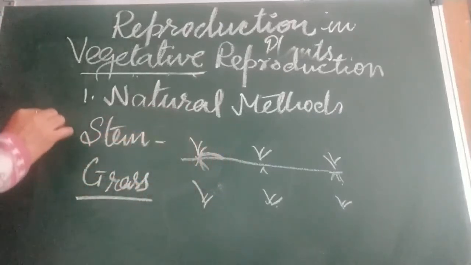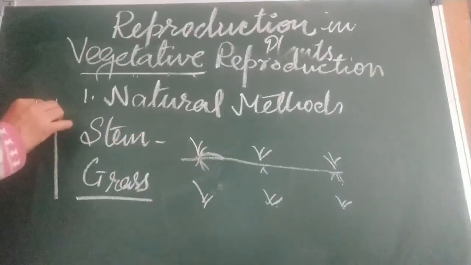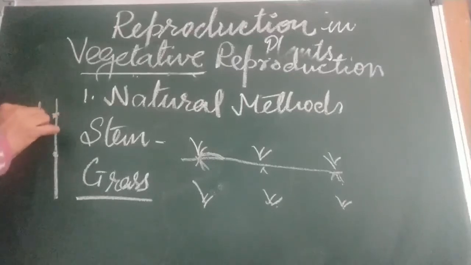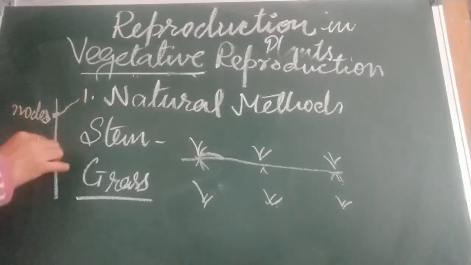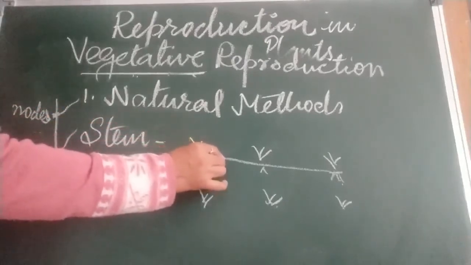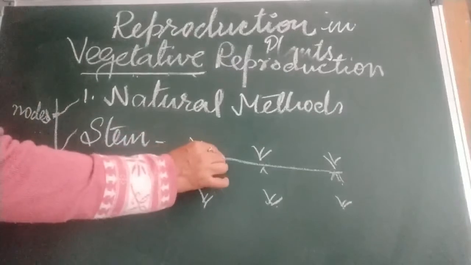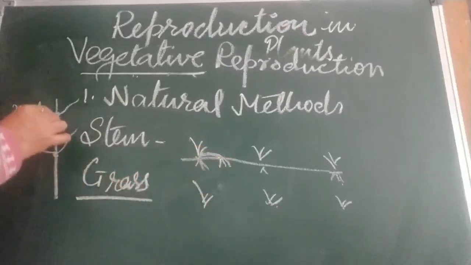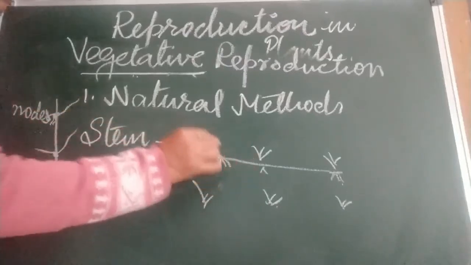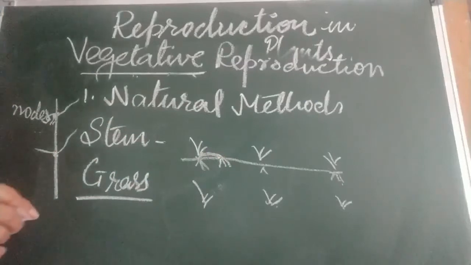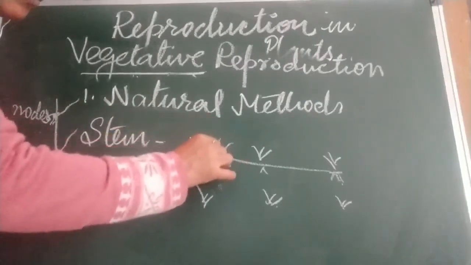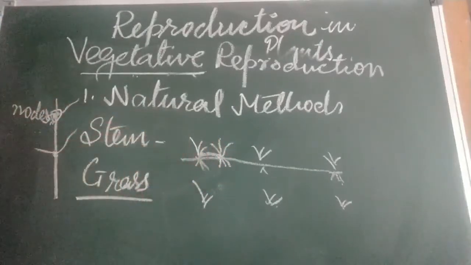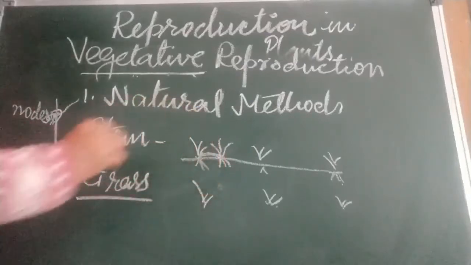And you know, stems have nodes and internodes. The nodes are places from where a new branch comes out. So the node of this grass plant, what happened? It is touching the ground. Some roots come out from the nodes, and these roots are called adventitious roots. And a new plant starts growing from here. So the roots are coming out from the stem, and it has made a new plant.